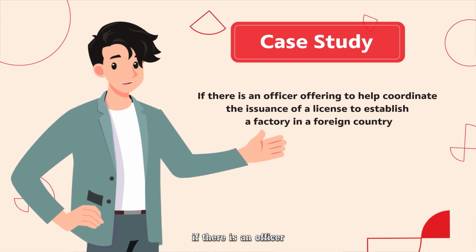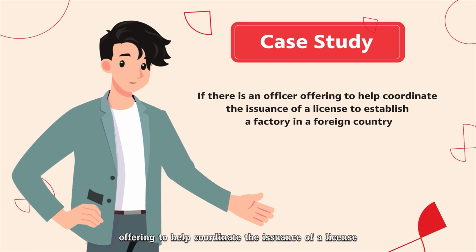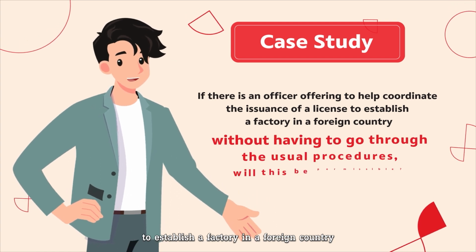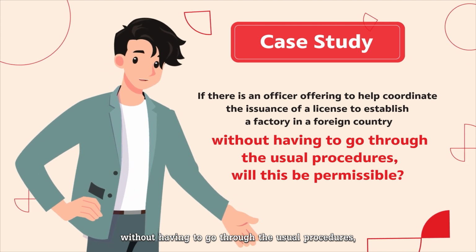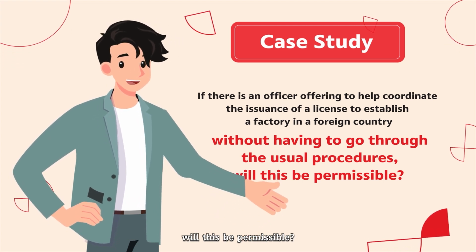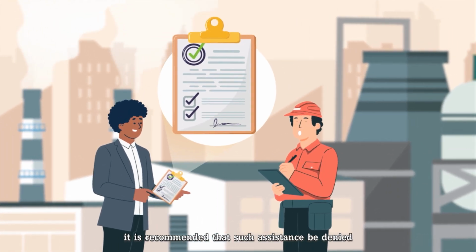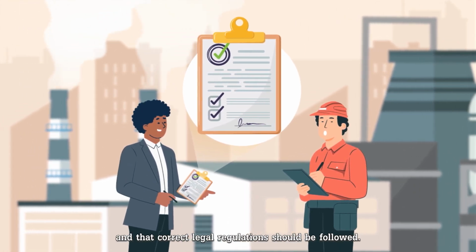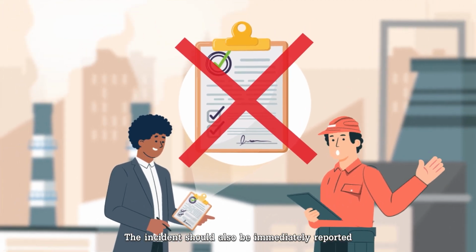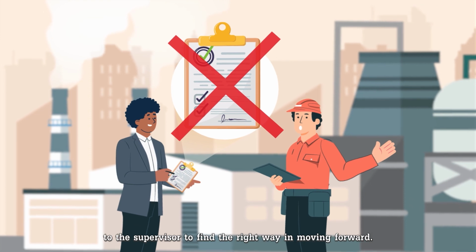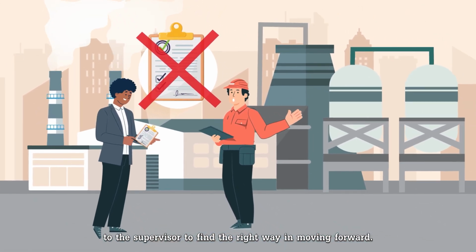If there is an officer offering to help coordinate the issuance of the license to establish a factory in a foreign country without having to go through the usual procedures, will this be permissible? In this case, it is recommended that such assistance be denied and that correct legal regulations should be followed. The incident should also be immediately reported to the supervisors to find the right way in moving forward.